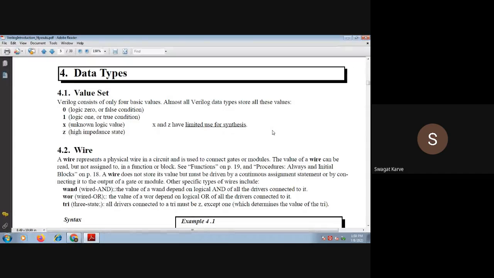In case of VHDL, how many valued logic we have studied? Total 9 valued logic. So this is the second difference. VHDL is 9 valued logic, Verilog is 4 valued logic. Which 4 values? 0, 1, X and Z, right? Logic 0, logic 1, unknown and high impedance. This is the data type.